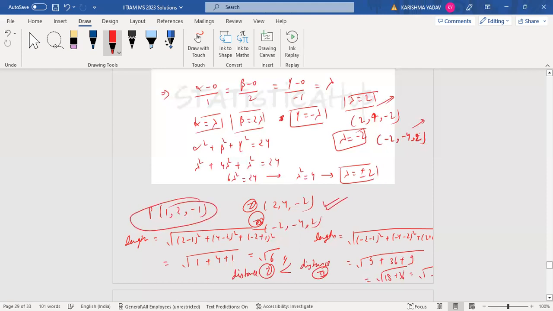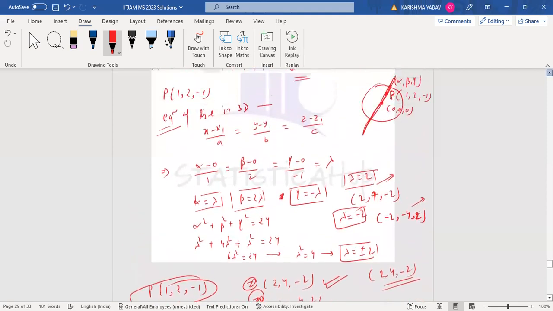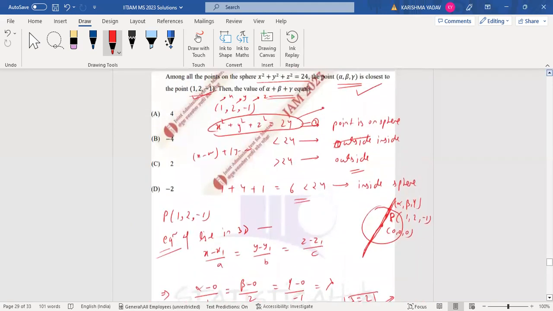So we have alpha, beta, gamma, that is the closest point, 2, 4, -2. So from this we can say that point 2, 4, -2 is the closest to the point P. So we have got alpha equals 2, beta equals 4, and gamma equals -2. And we have to find out alpha plus beta plus gamma.